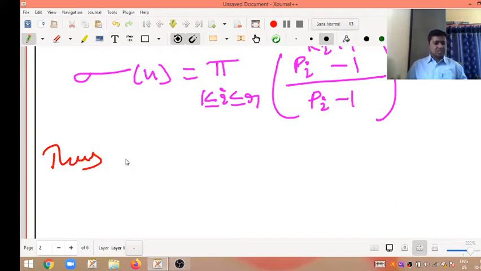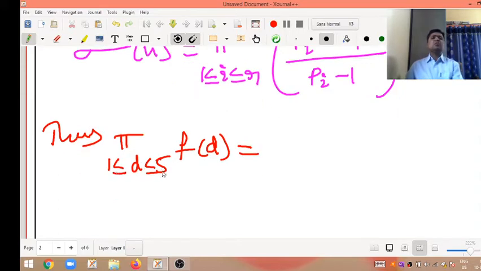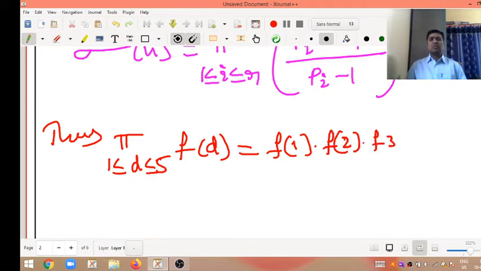See here, the product over d from 1 to 5 of f of d. Here d ranges over 1 to 5, and now we apply the function value and the product. Here pi represents the product, so it is f of 1 into f of 2 into f of 3 into f of 4 into f of 5, my dear friends.